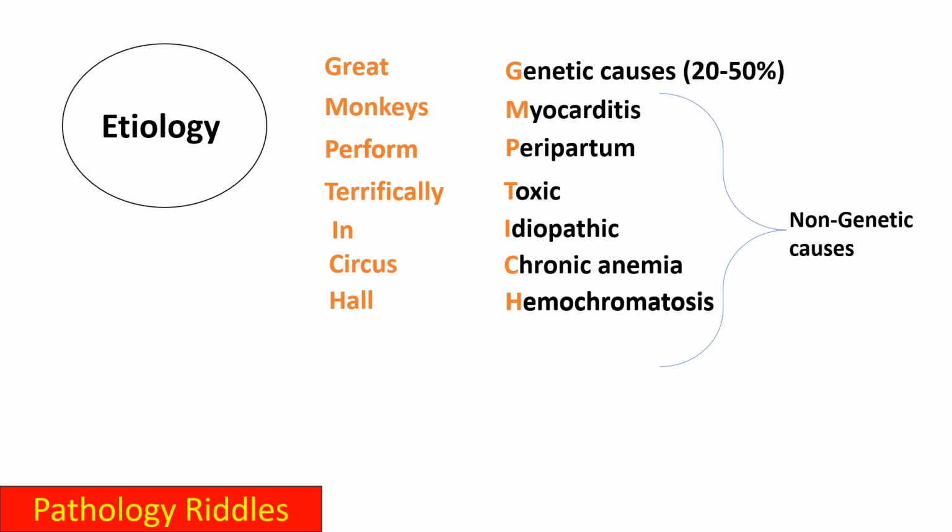So coming to the etiology of dilated cardiomyopathy, 20 to 50% of the cases have a genetic basis. So genetic cause is important. Then there is myocarditis, peripartum cardiomyopathy, toxic cardiomyopathy, it can be idiopathic, that is, the cause is not known, and chronic anemias and hemochromatosis. These are the conditions in which you get dilated cardiomyopathy. There is a mnemonic: Great monkeys perform terrifically in circus hall. This mnemonic can be used to remember all the causes.